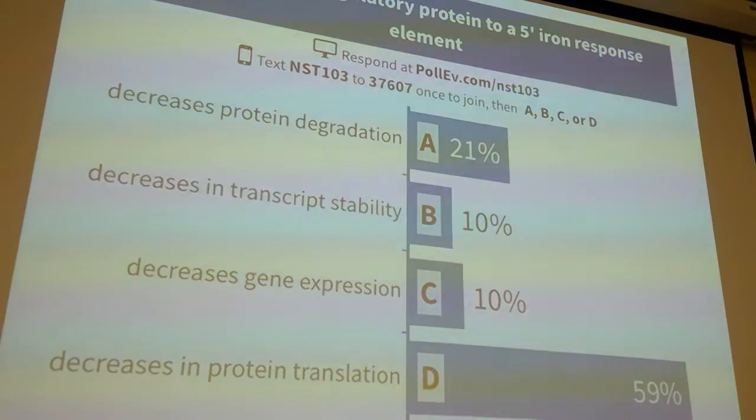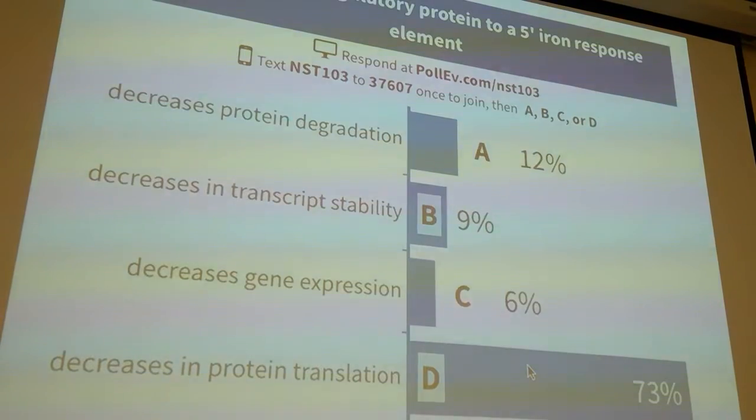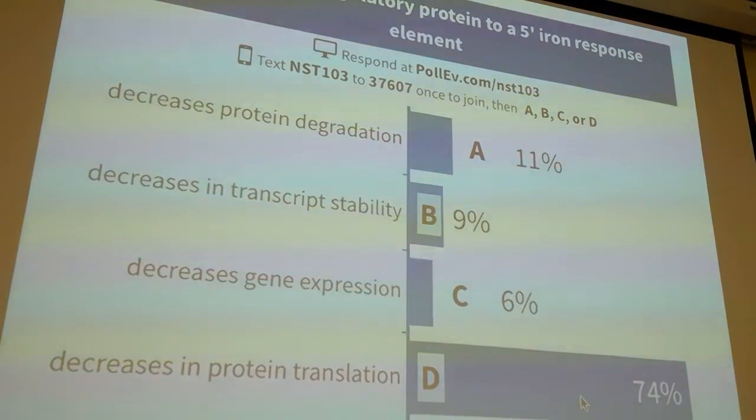So it's pretty good. The majority has it in protein translation. And now almost everybody got it. That's good.